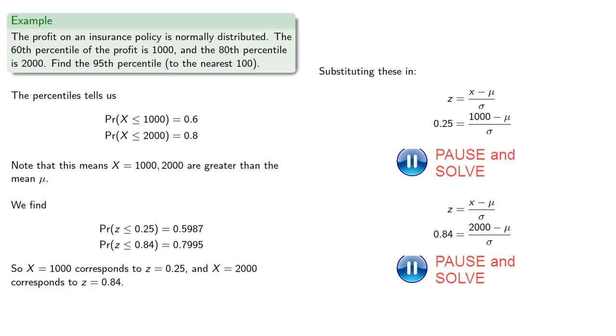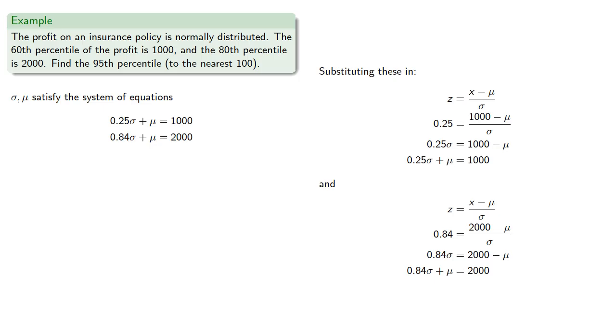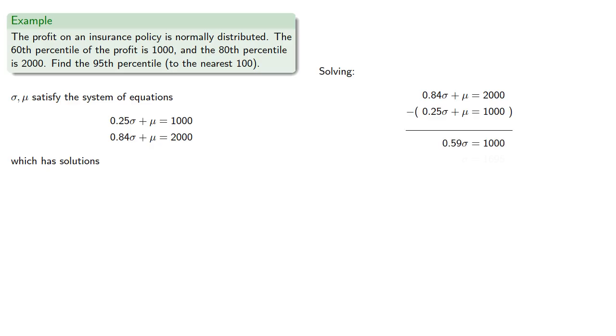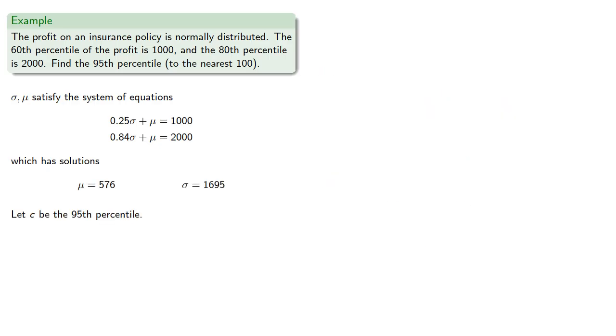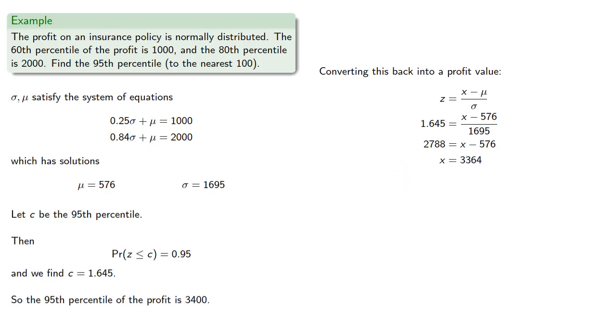Substituting these in gives us two equations, so the mean and standard deviation solve a system of equations which we can solve. Now let C be the 95th percentile. We want the probability that Z less than C is 0.95, and we find the corresponding z-score is 1.645. Converting this back from our z-score gives us C, and so that's about 3,400 if we round to the nearest hundred.